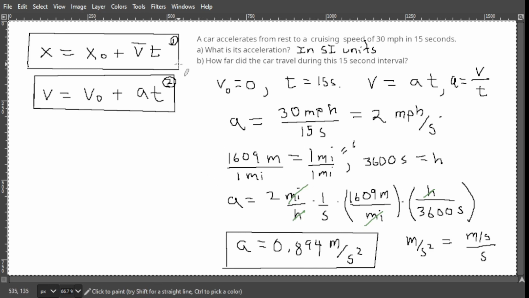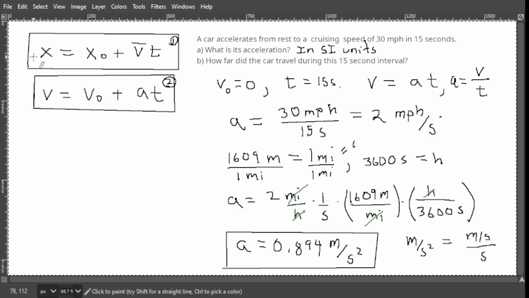Okay, so we solved part A. What is its acceleration? And we have it in both this kind of units here, miles per hour per second, and in SI units, meters per second squared. Now, how far did the car travel during this 15-second interval? Okay, so that's another question. How are we going to handle that? How far did the car travel during this time interval?